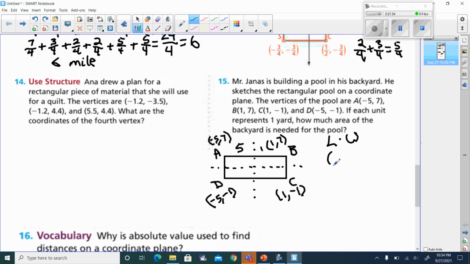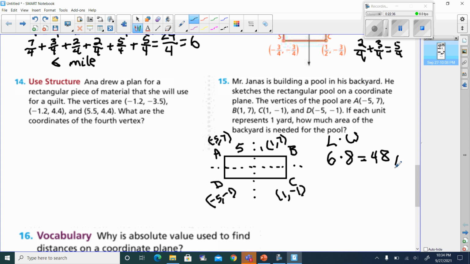So it is 6. What units are they talking about here? How much area? They really don't say. It just says each unit. Remember, that's 1 yard. So this would be 6 yards, okay? Times, and then from here to here, we had 7 on the y, and then going down 1. So the absolute value of 7 is 7. The absolute value of -1 is 1. That's 7 plus 1, which makes 8, right? And remember, we're talking yards here. 6 times 8 equals 48.